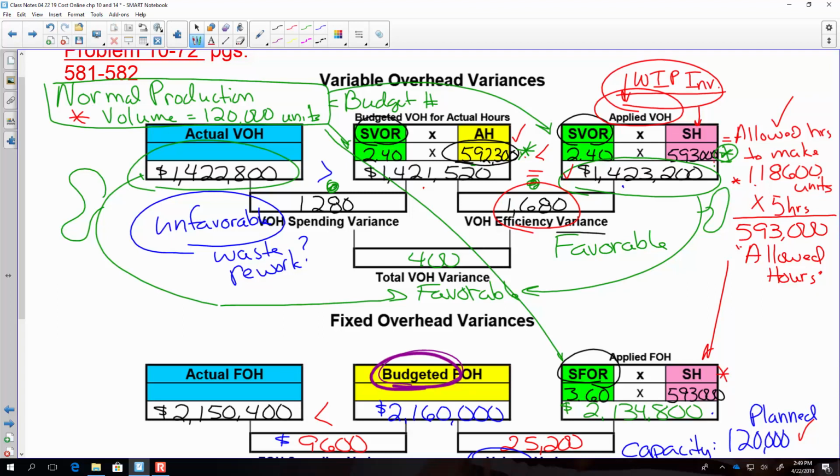Now I go on the other end, look at my actual cost, right? And that is greater than, as you can see here, by $1,280. Unfavorable. And what's the cause of that? Well, we really don't know. It could be due to waste, rework. It could actually be the price that the vendors are charging us for supplies, and maybe there's some maintenance supplies in that number. So there are some things influencing the difference again between what we planned and what we actually incurred.